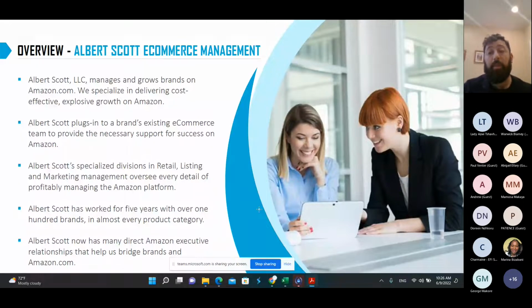And we've built this e-commerce management firm. We're one of the first people to call it e-commerce management. And the idea behind it is that managing Amazon is different. Managing e-commerce is different from anything that brands are used to.